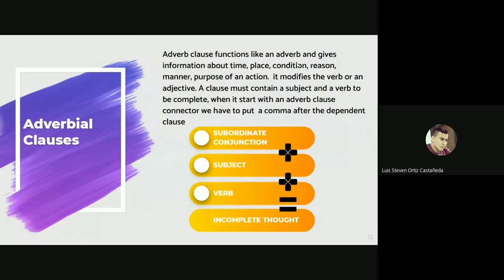An adverb clause is a group of words that function as an adverb in a sentence. Adverb clauses can be used to add an explanatory detail to your writing and explain how or why things happen. To identify an adverb clause, since they are dependent clauses, they might have a subordinating conjunction to connect them to the rest of the sentence. Here we can see the structure of the adverbial clauses: subordinate conjunction plus subject plus verb, and we have an incomplete thought.